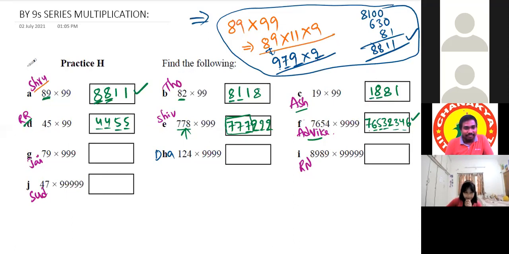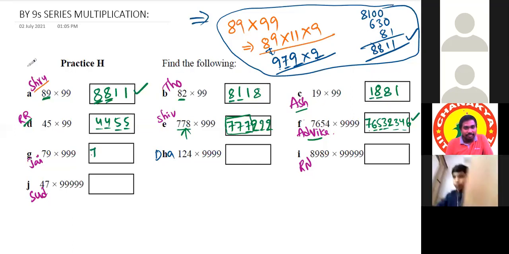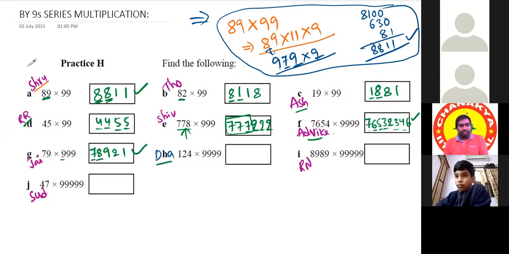Jaydeep. Yes, sir. The predecessor of 79 is 78, but there is one more 9 extra than the digits. So we should place one more 9 after 78, which will become 789. And 9 minus 7 is 2 and 9 minus 8 is 1. So the answer is 78,921. Very good. Excellent.